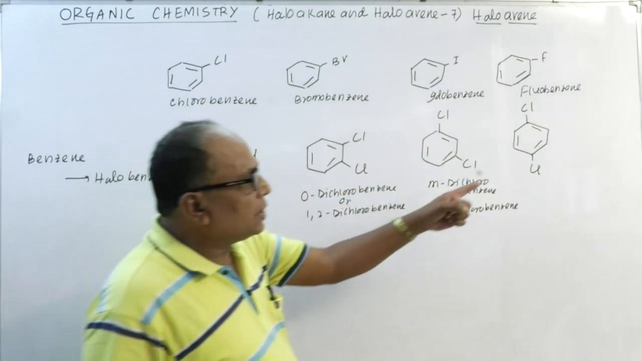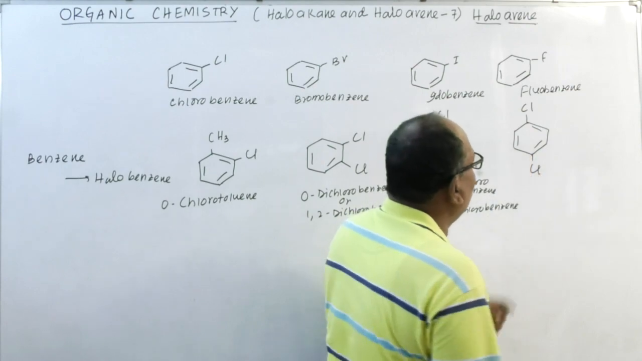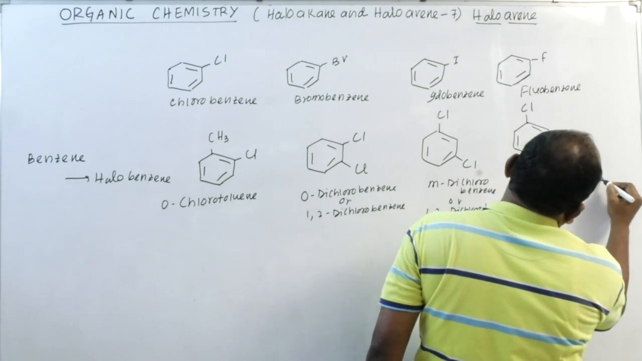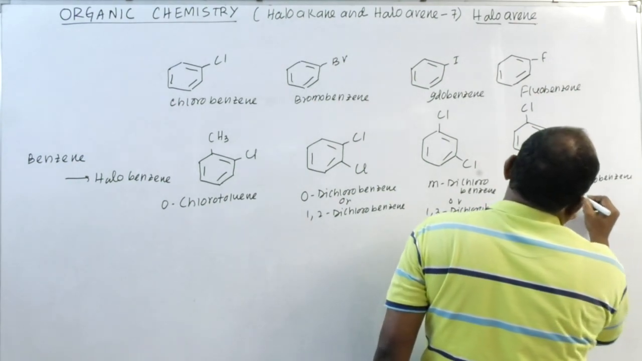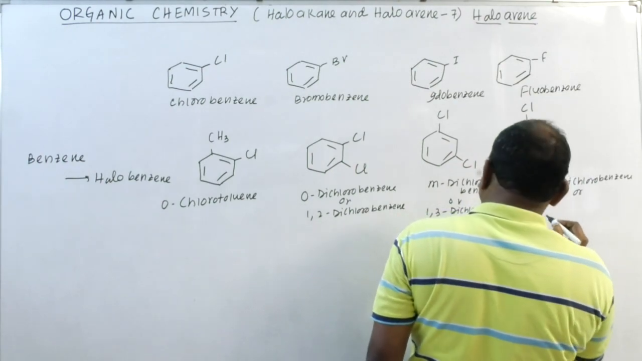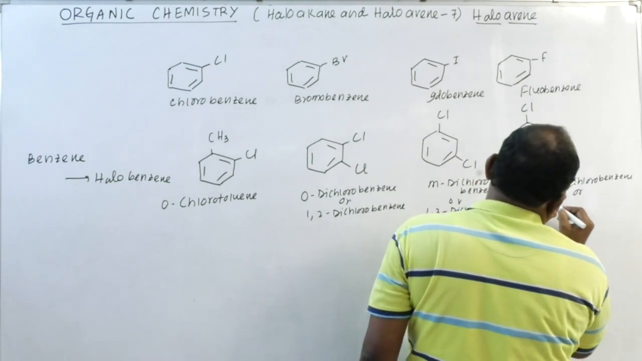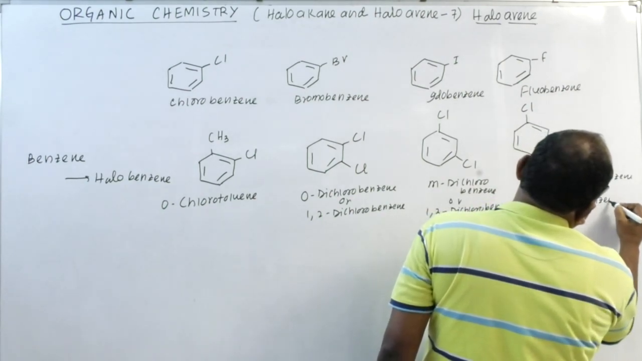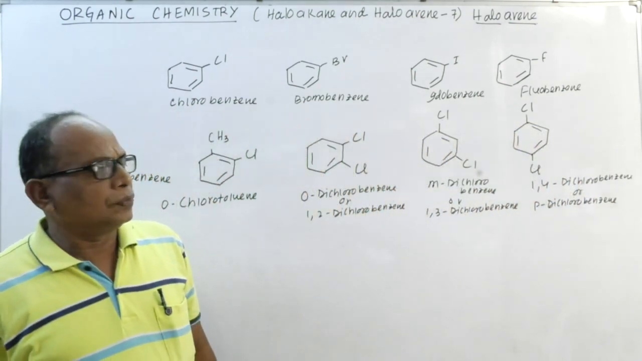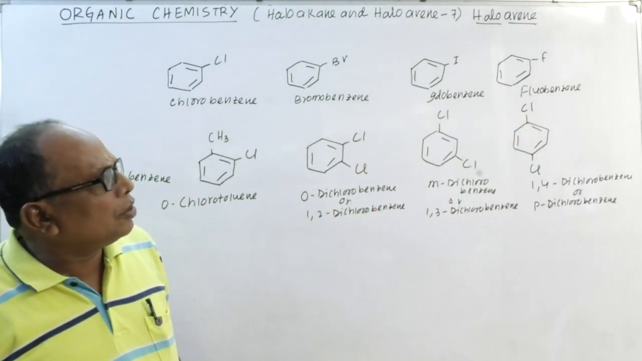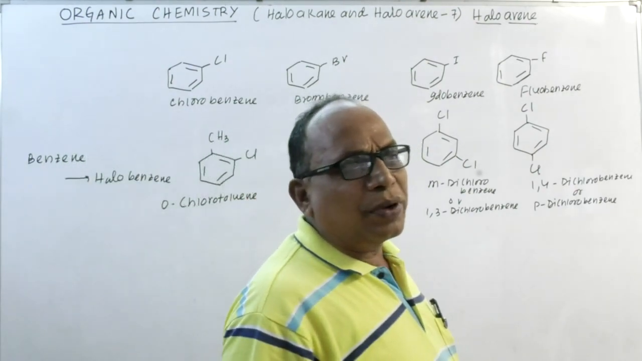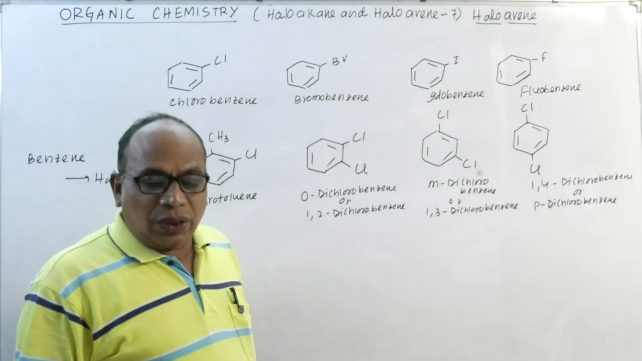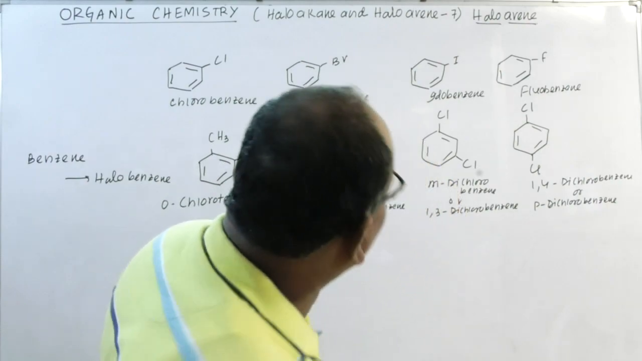Can you name this now? This is 1, 2, 3, 4. This is called 1,4-dichlorobenzene, or para-dichlorobenzene. These are the nomenclature. The nomenclature of haloarenes in the common system as well as the IUPAC system is almost the same. So now I will give an example.